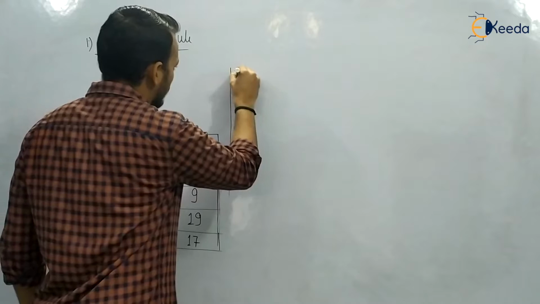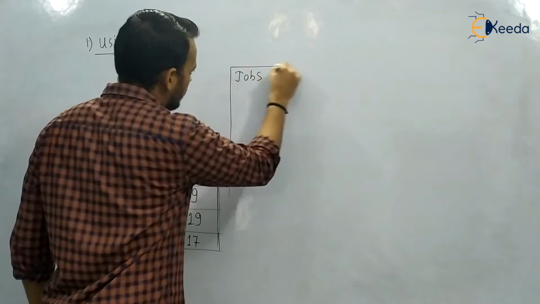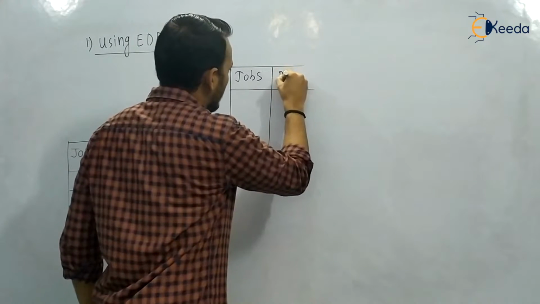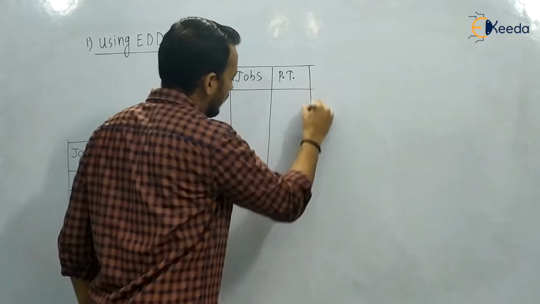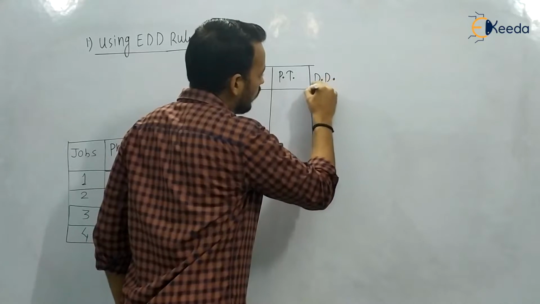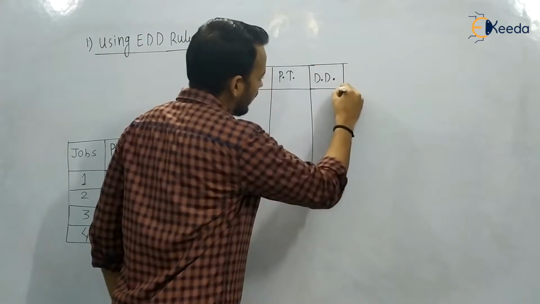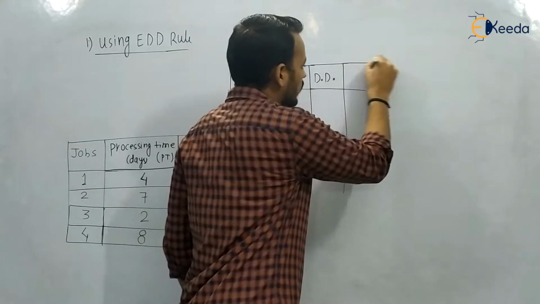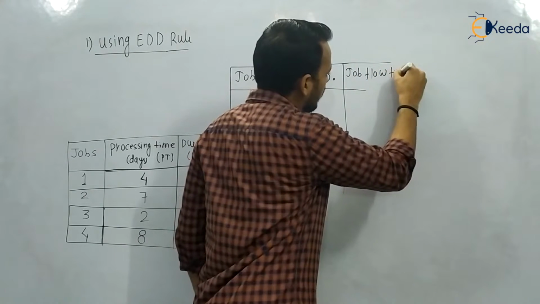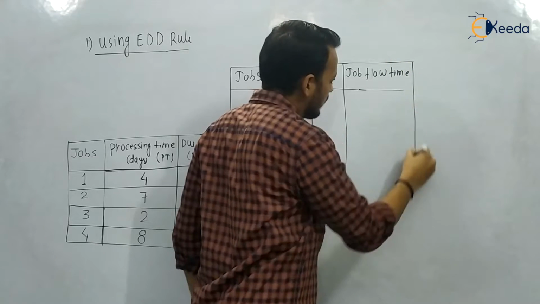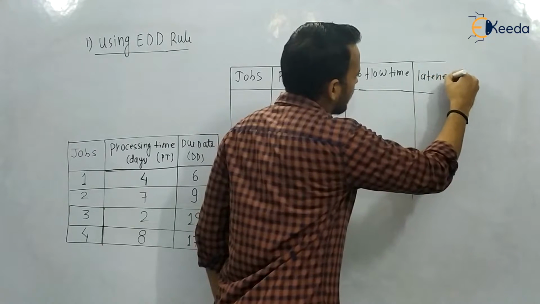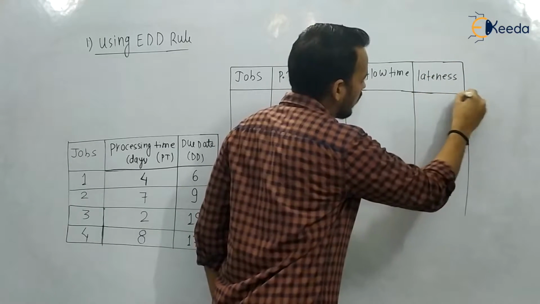The table consists of the jobs. The second column is processing time, which I am writing in short as PT. Next I am writing DD, which means due date. In the next column we will calculate job flow time, in short also known as JFT. And the last column will consist of lateness or tardiness.